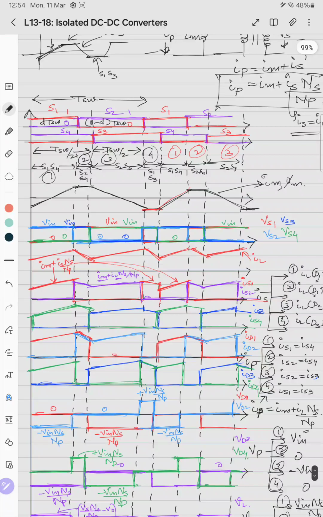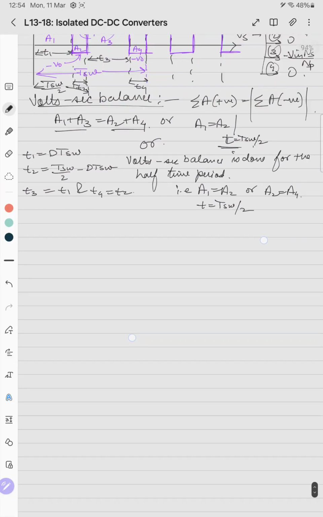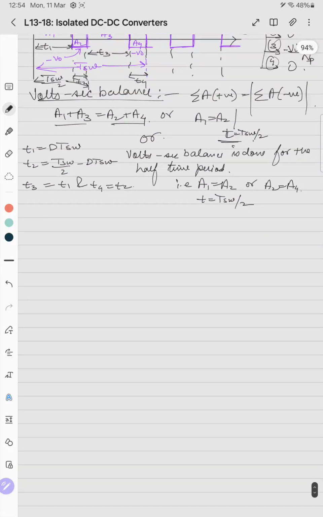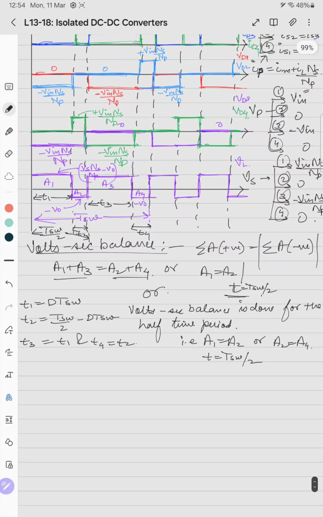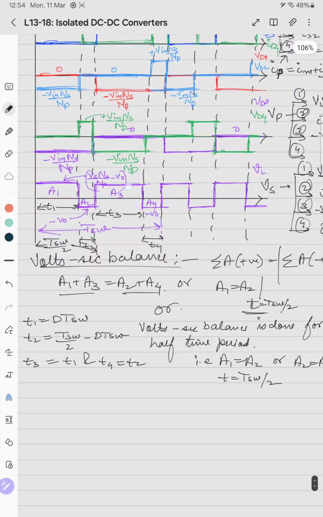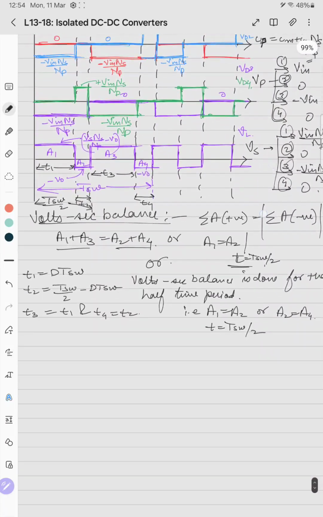So here the flux waveform has a period of, or the frequency of, 1 by T switching. But in this case, the inductor current has a frequency of twice F switching, or it has a time of T switching by 2. That is the trick here. So that's why we are doing the volt-second balance for half of the cycle, because the voltage across the inductor has a time period of T switching by 2, and the flux has a time period of T switching. So that is the change.